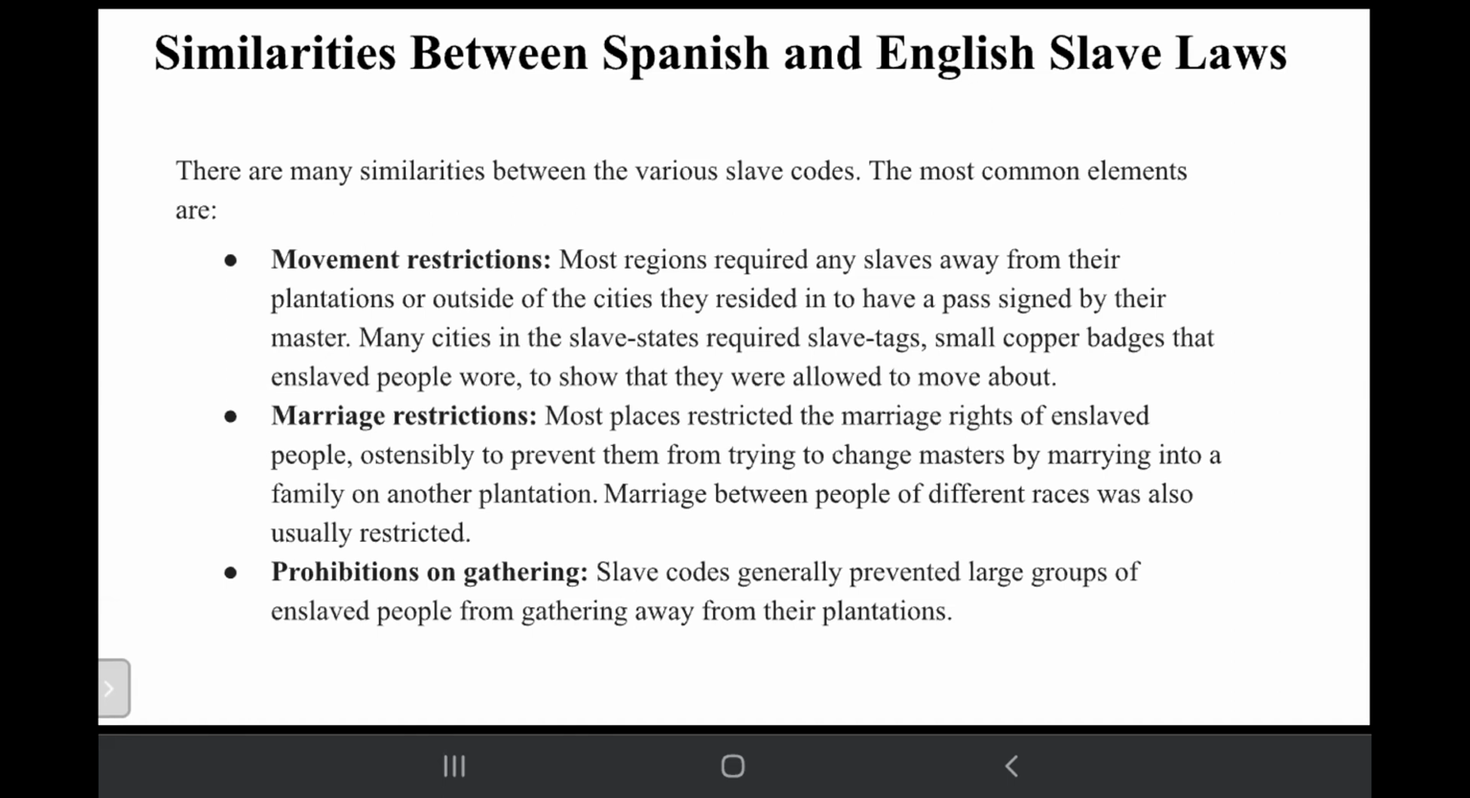Marriage restrictions. Most places restricted the marriage rights of enslaved people, ostensibly to prevent them from trying to change masters by marrying into a family on another plantation. Marriage between people of different races was also usually restricted. Prohibition on gathering. Slave codes generally prevented large groups of enslaved people from gathering away from their plantations.